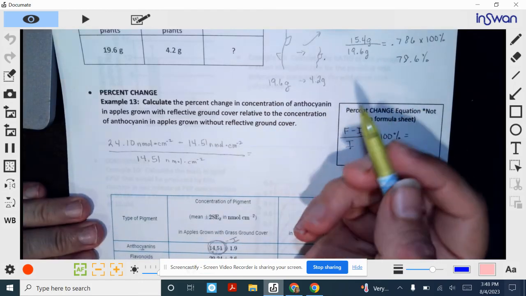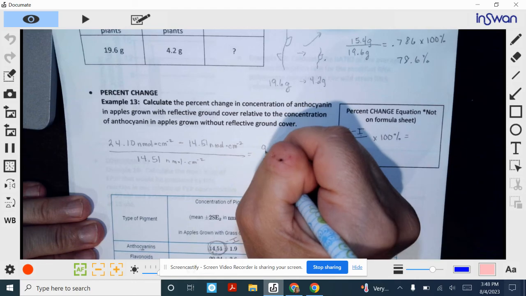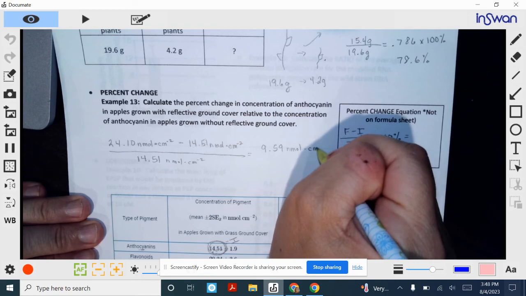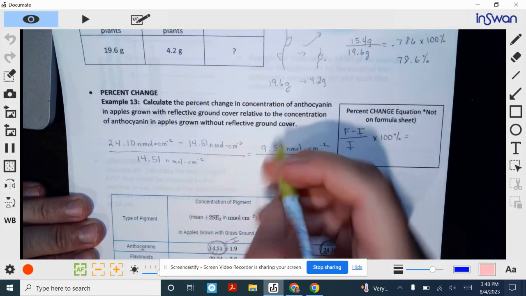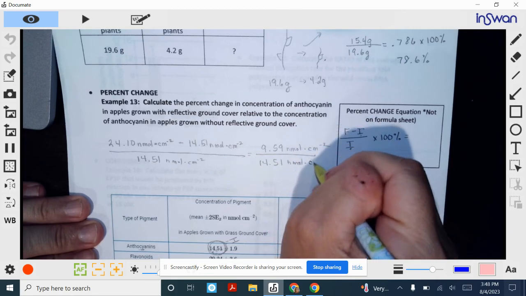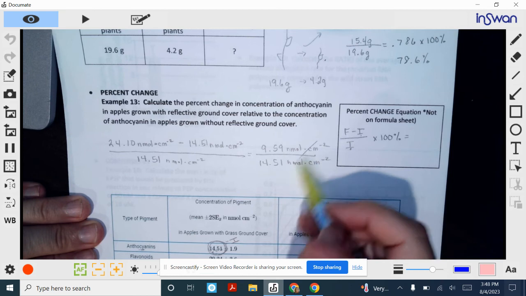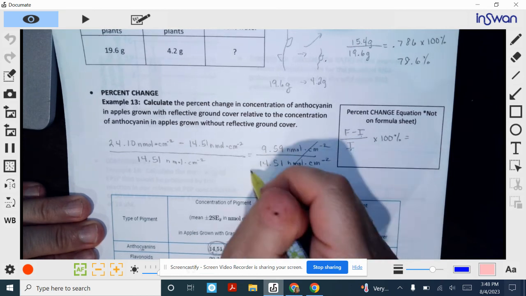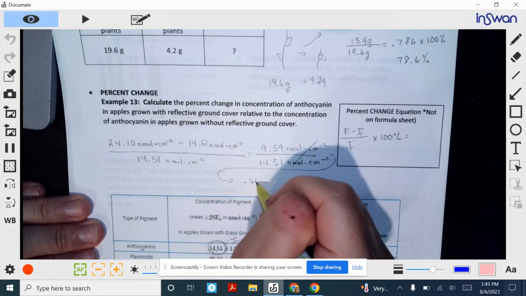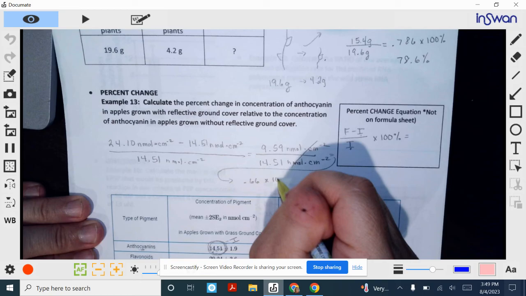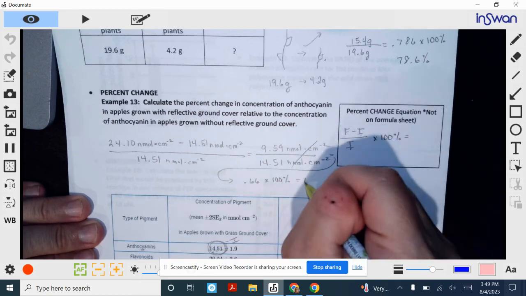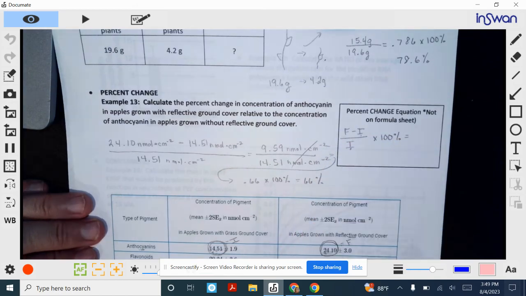So when I do that math, I end up with 9.59. Write those units again. And divided by my 14.51. Okay, those units are going to cancel. This gives me, move that down here, 0.66 is my answer. Not done. It's a percent. Multiply by 100%, or move my decimal over twice since there's 2 zeros. 66% is my answer. Okay?